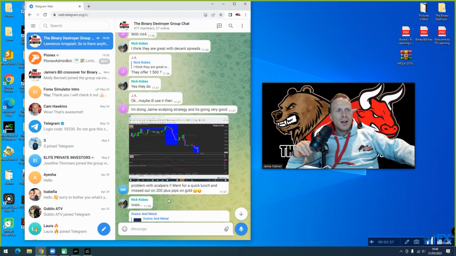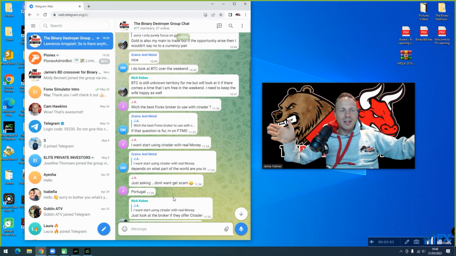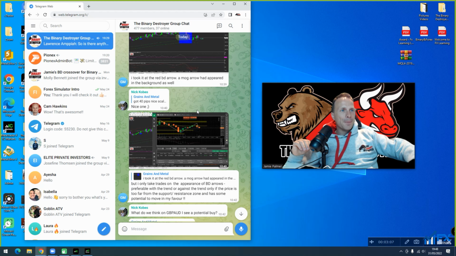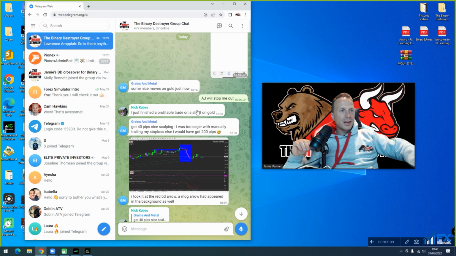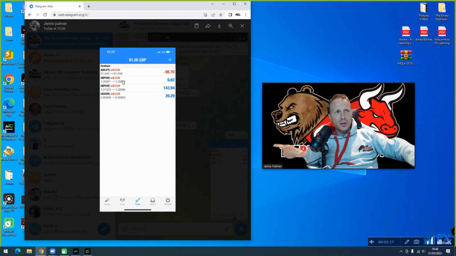Problem with scalping, I went for a quick lunch and missed out on 200 plus pips on gold. That's typically always the case. You step away from your computer and you always miss the good setups. Again here, got 40 pips, nice scalping. I was eager with manual trading my stop loss earlier. These were some open trades that I took this morning.